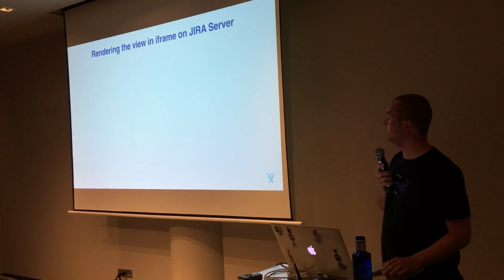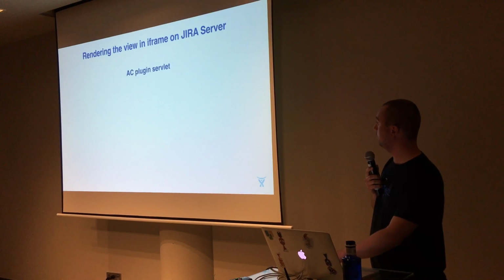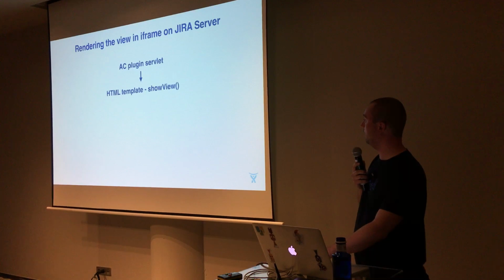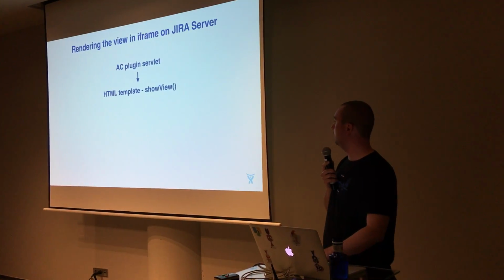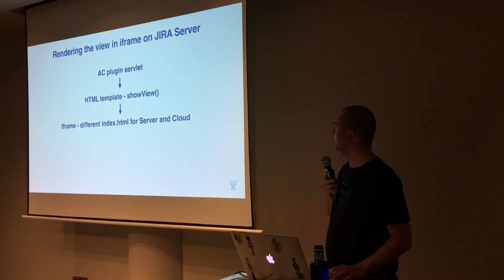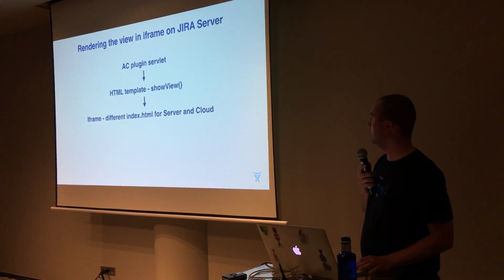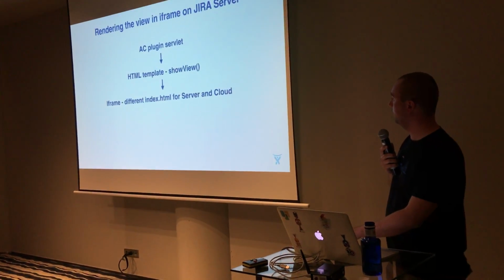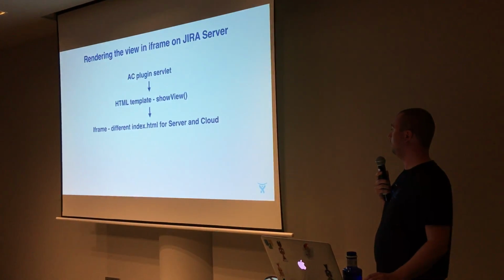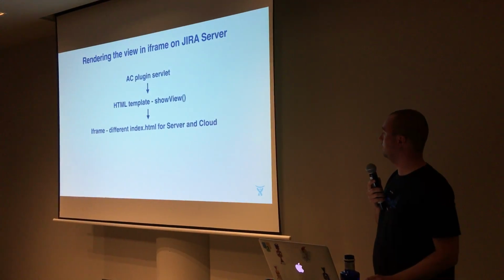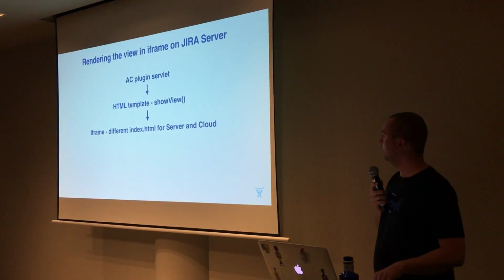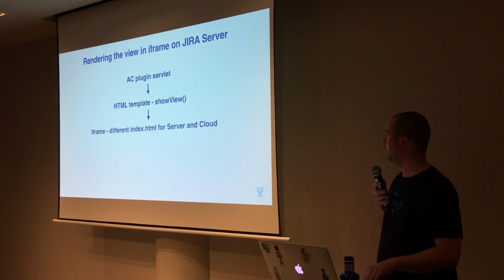So how does the rendering of the view look for JIRA Server? First of all, we have a servlet. Our plugin serves an HTML template. Inside this HTML template, we invoke this showView method I already told you about. Then on this iframe, we set a URL, but we have a different index.html for server and for cloud. This is because of many reasons, but the most important is that, for example, we set a global flag saying whether we are inside JIRA Server or inside JIRA Cloud.